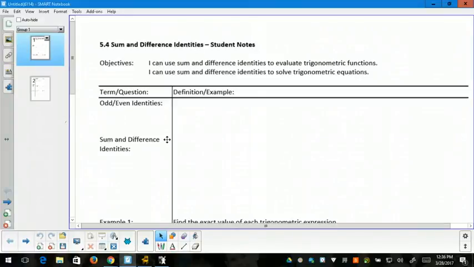This is lesson 5.4, part 2. We're looking at the learning target of I can use sum and difference identities to solve trigonometric equations. So that's the learning target that this part 2 is focused on.